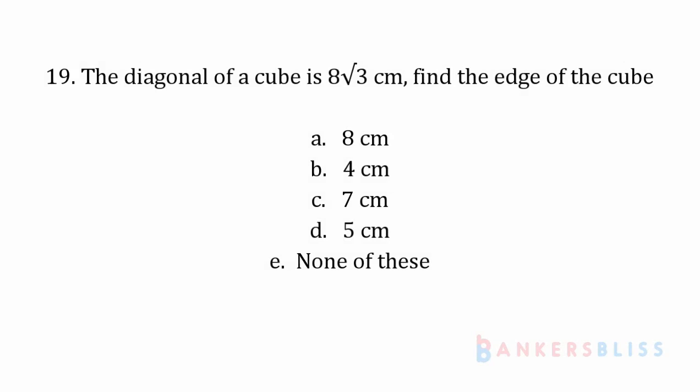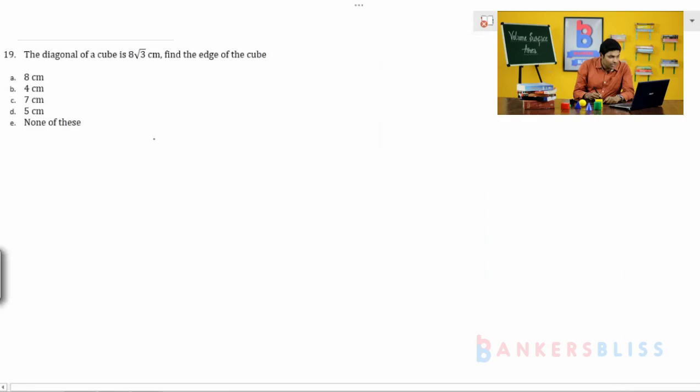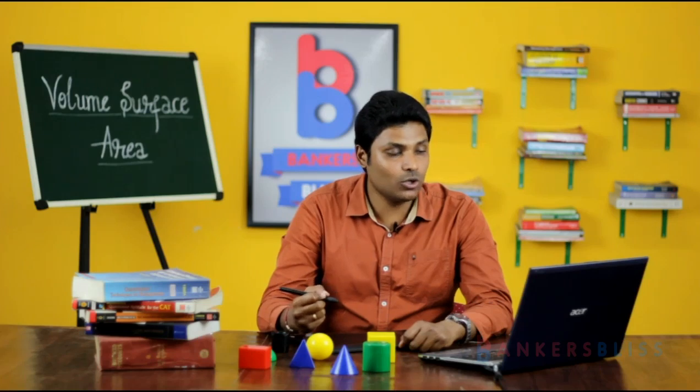See here, diagonal means a root 3. The formula for the diagonal in the cube is a root 3. So a root 3 is equal to 8 root 3. So root 3 cancels. So the edge is nothing but the side, that is 8 centimeter. Option A is your right answer. So a is equal to 8.